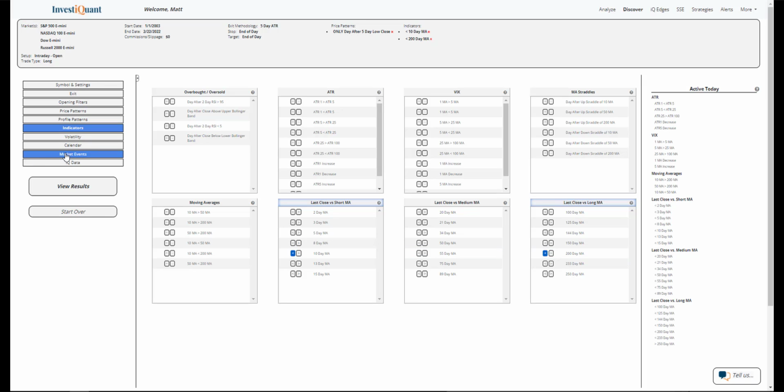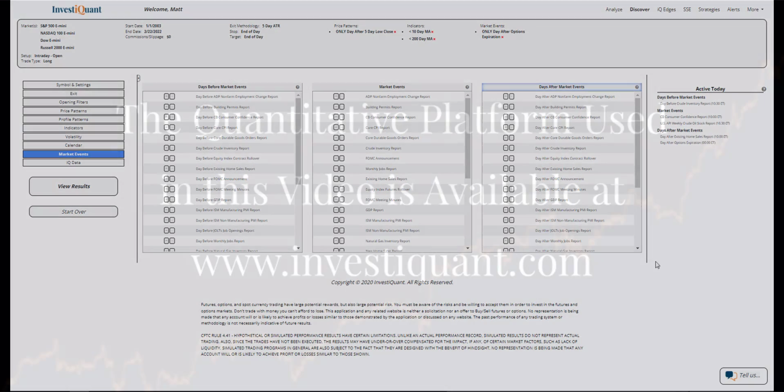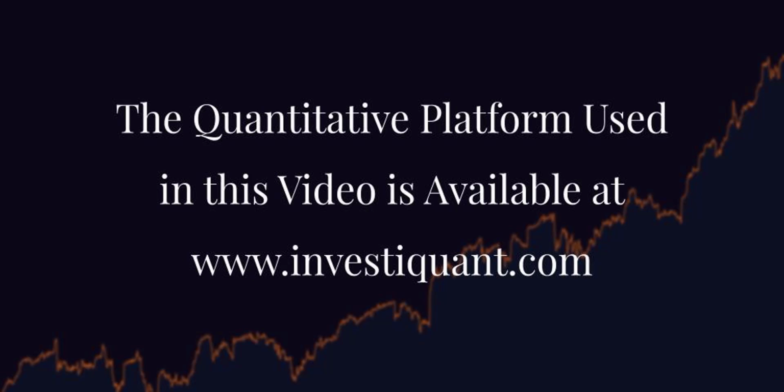And then I'm going to go to the market events library, and I'm going to say that today is the day after options expiration day. I grabbed that from the active today section as well. Now I can click view results. All right, here we go.